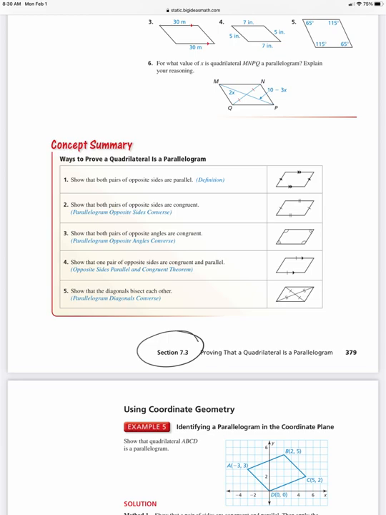So you have all those theorems from last week, where you have opposite sides being congruent and opposite angles being congruent. And then you also had the diagonals bisecting each other. Well, if you can show that you have opposite sides being congruent, or that you have opposite angles being congruent, or that the diagonals bisect each other, then you can say that you have a parallelogram.